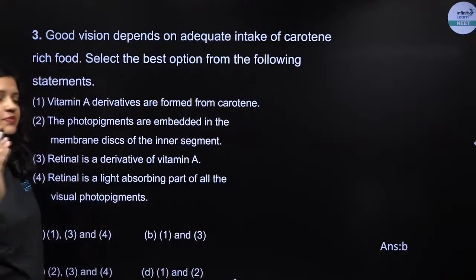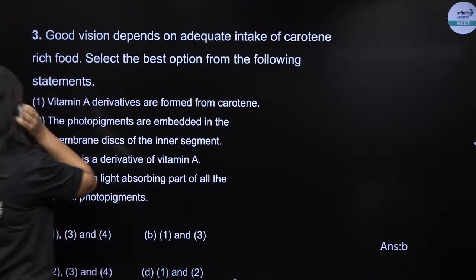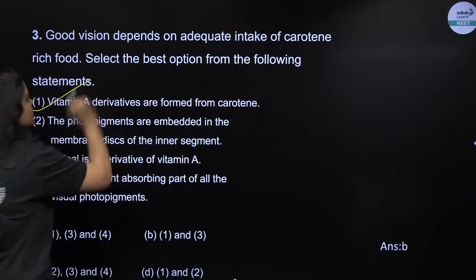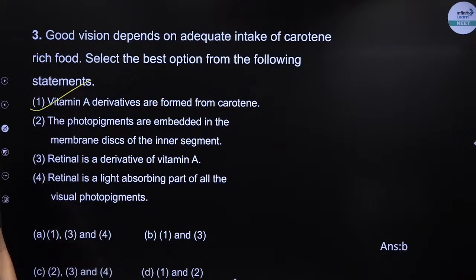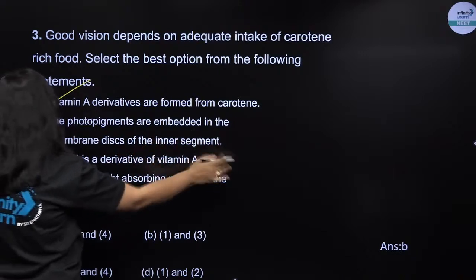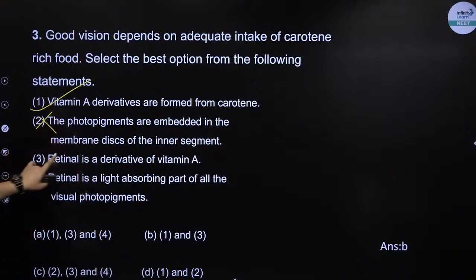The first statement says that vitamin A derivatives are formed from carotene. This is absolutely correct. Next statement says that the photopigments are embedded in the membrane disc of the inner segment. No, this is wrong.